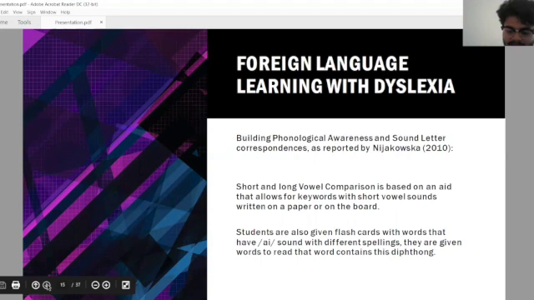Then the students are asked to transcribe them phonetically. And finally, they are asked to find other words to match the short vowels. And additionally, students are also given flashcards where they have words written with different diphthongs. For example, I, this sound, with different spellings. And they are given words that would contain this diphthong to read.